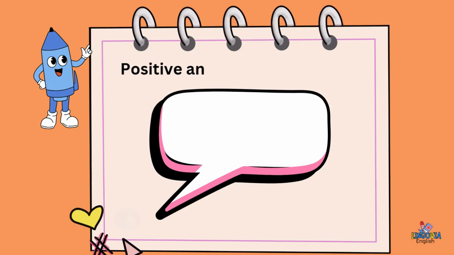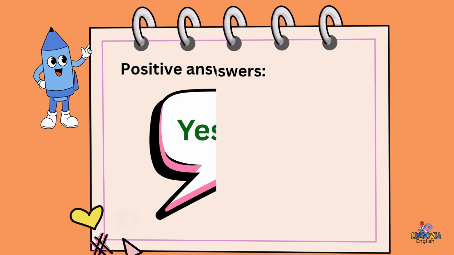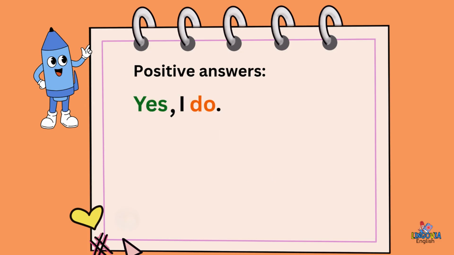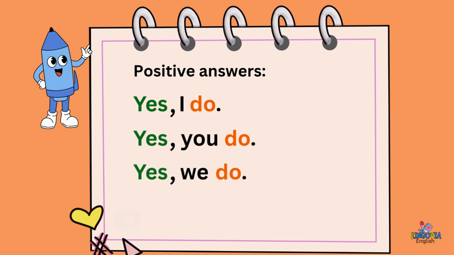When the answer is positive, we say yes. Then we add a comma, the subject pronoun, and do. Yes, I do. Yes, you do. Yes, we do. Yes, they do. We use do with all these subject pronouns.